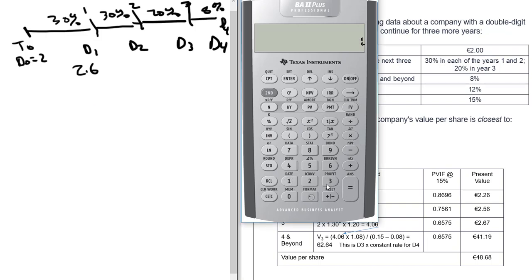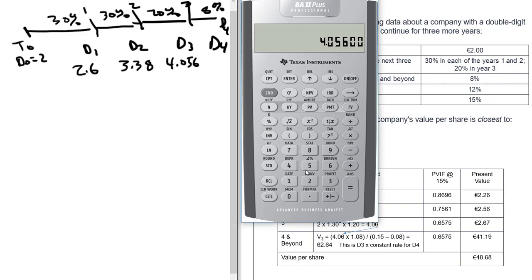Multiply that by 1.3, a 30% growth rate for D2, which is 3.38. Then it's a 20% growth rate, 30% in year 1, and year 2 is now 20%, so multiply by 1 plus G, which is 1.2. And we've got 4.056 for D3.